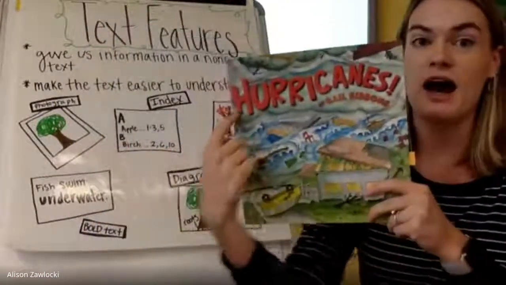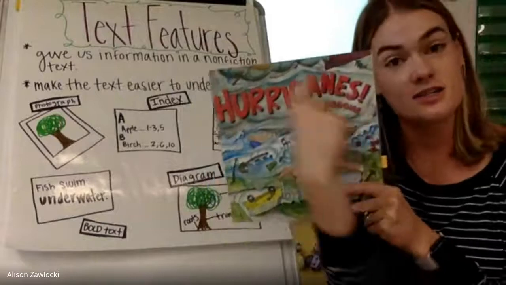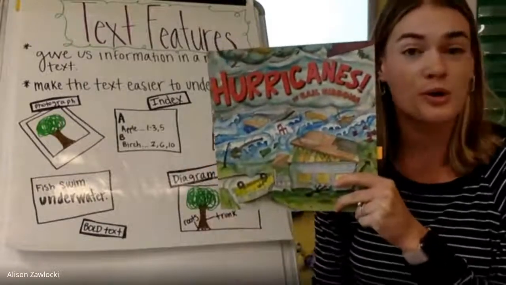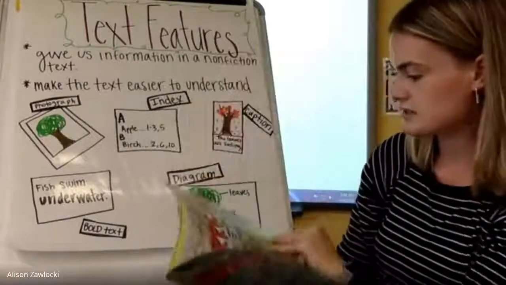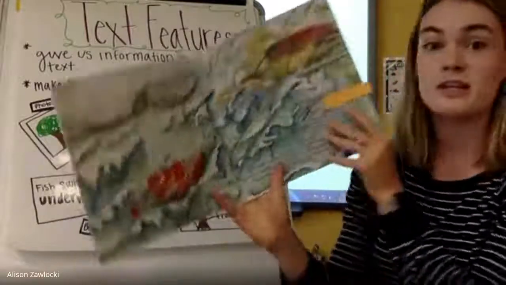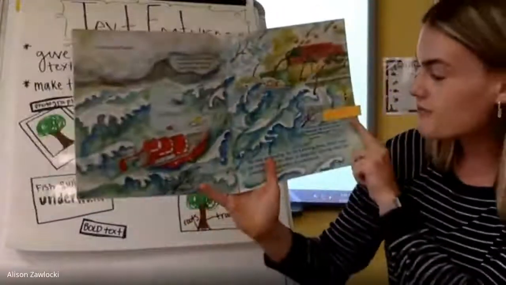Notice how I have a title here. That is a text feature. It's also in bold text. My title is Hurricanes by Gail Gibbons. And be looking for some text features, okay?